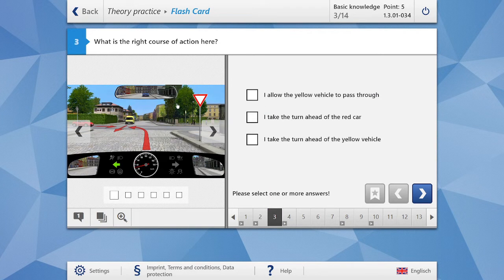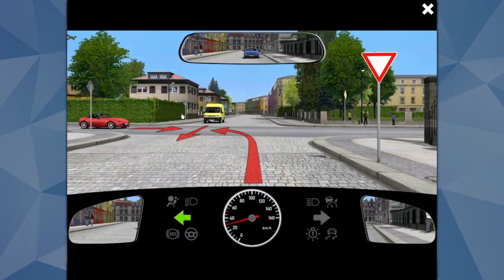Let's take this question. This is interesting. What is the right course of action here? Let's zoom and see how to read this question. You're clearly governed by the give way symbol. You and the yellow truck or van are on the same road, and you can notice the triangle here. The yellow car is also governed by the give way symbol. So that means clearly you and the yellow car are obliged to give way to the red car here.